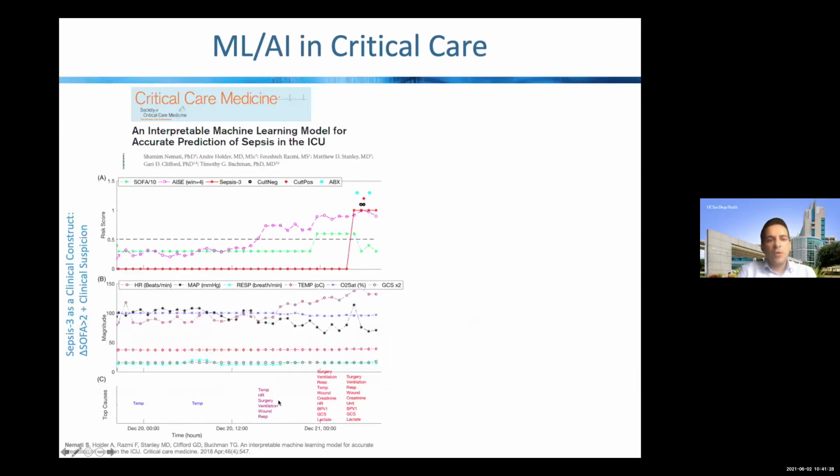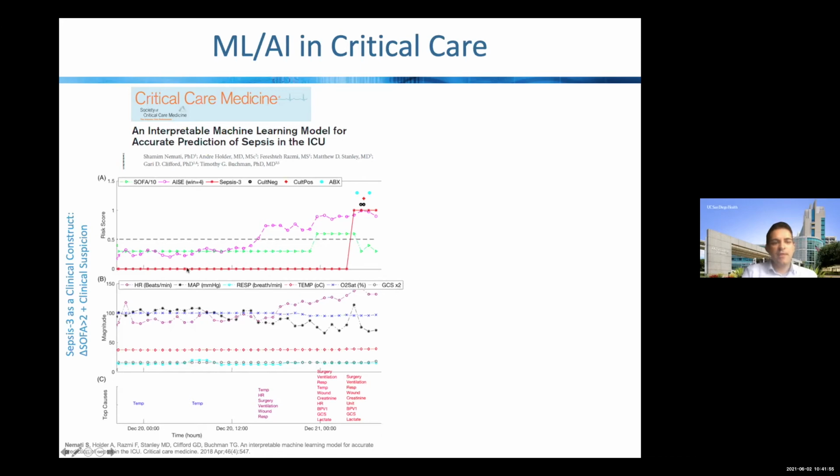Okay, so like many of the speakers at this conference, over the past 10 years my team has been working on developing AI systems. Here's a paper in 2018, published in Critical Care Medicine, in which we claim that using an interpretable machine learning algorithm, we can predict sepsis ahead of time, 4 to 6 hours in advance, with an AUC of 0.85.